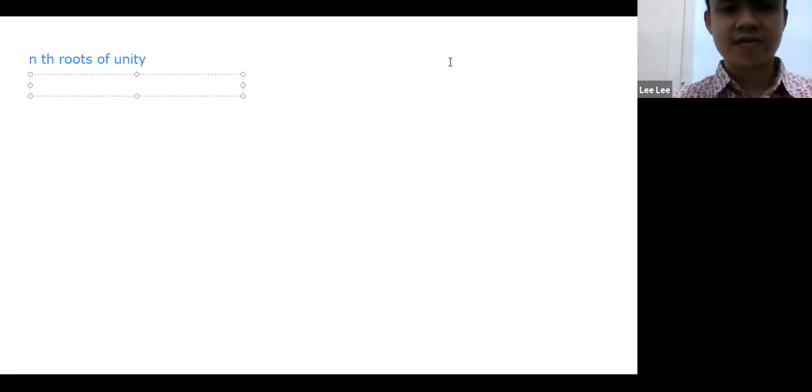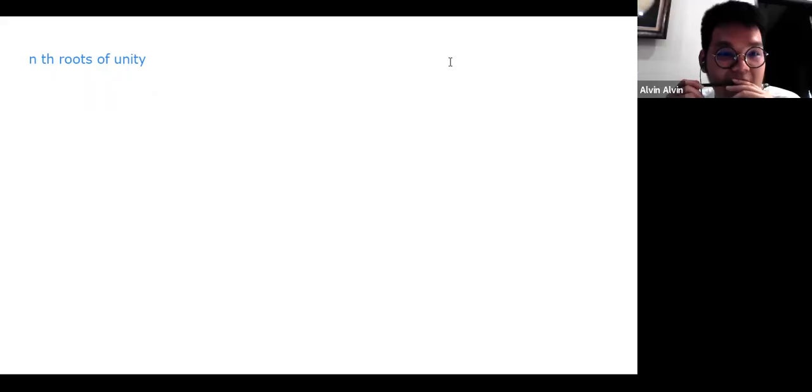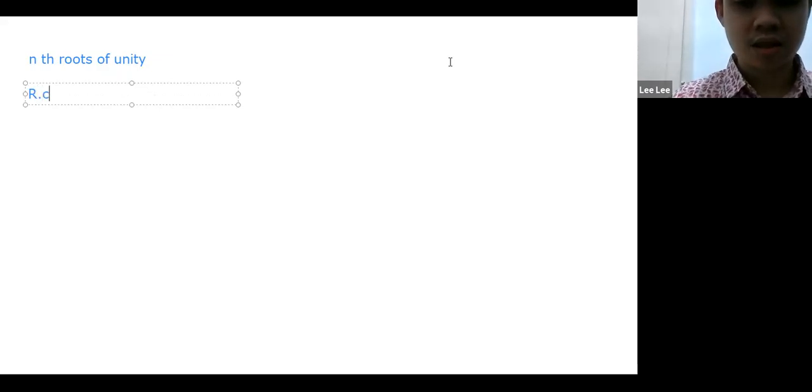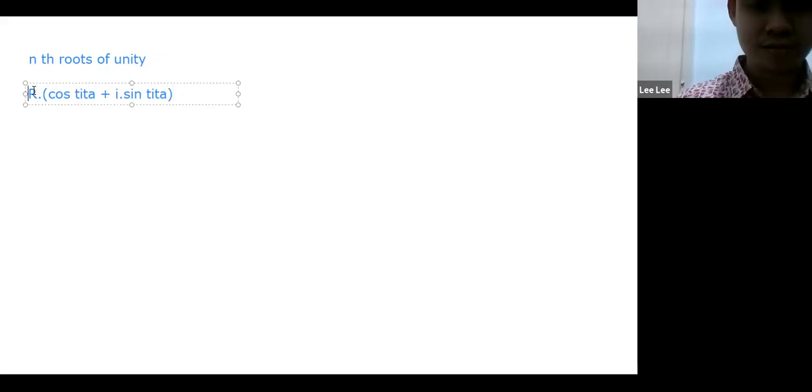So you continue to find the n roots of unity, the n roots by using the De Moivre theorem, right? So the concept is you have to understand. Let's say you have r times cos theta plus i times sine theta, and then you raise it up and make it to the power of n. So it means the answer.